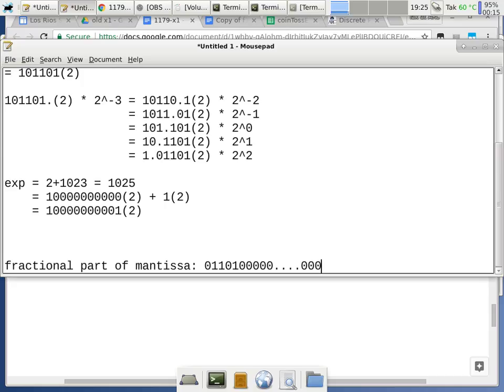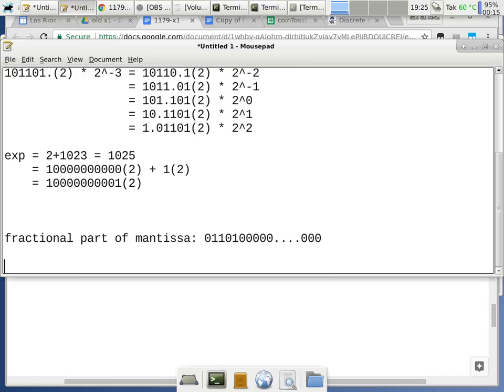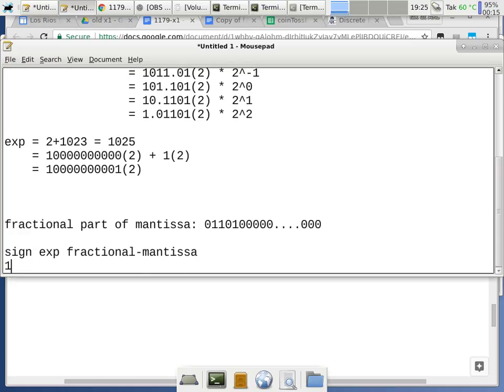So now you put the whole thing together, which is basically the sign first, and then the exponent, and then the fractional part of the mantissa. So the sign is a 1. The exponent is 1, then 9 zeros, and then another 1. And then the fractional part of the mantissa is 0, 1, 1, 0, 1, followed by a whole bunch of zeros. So we just have a whole bunch of zeros after that.